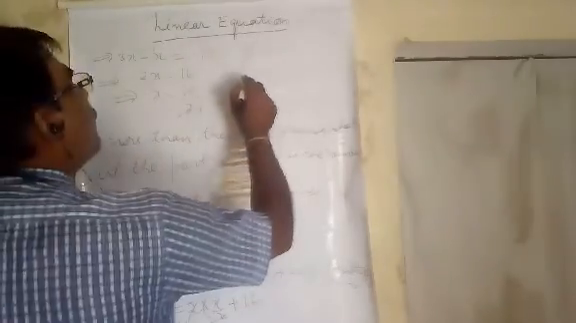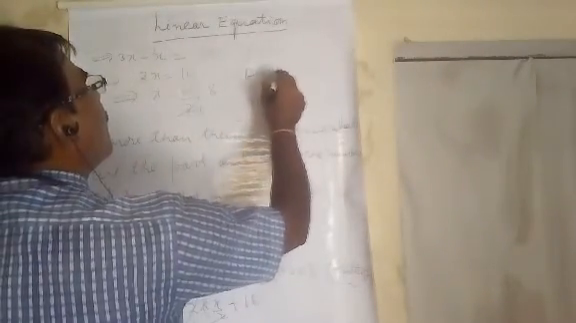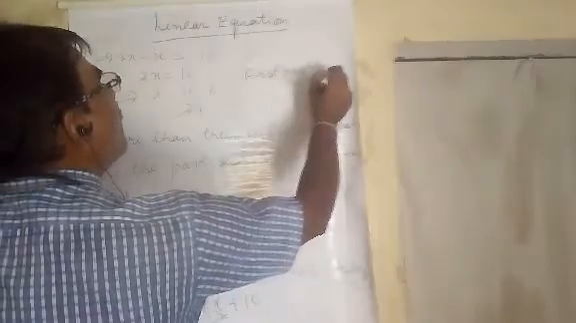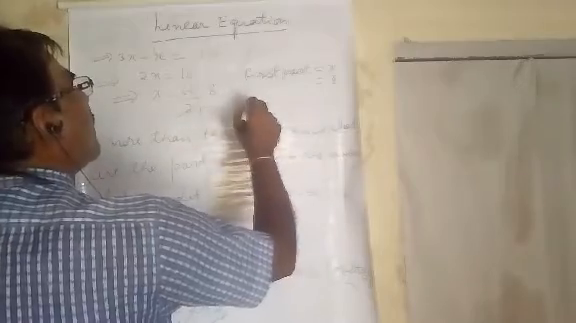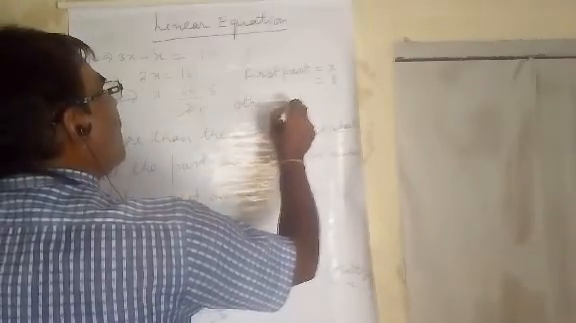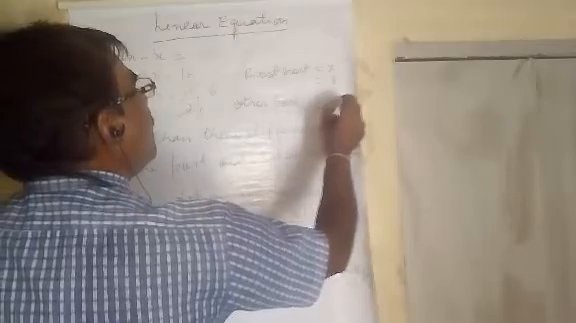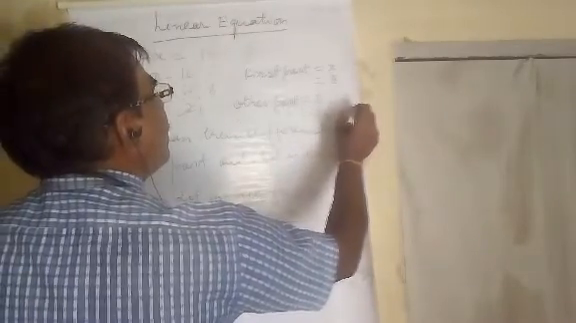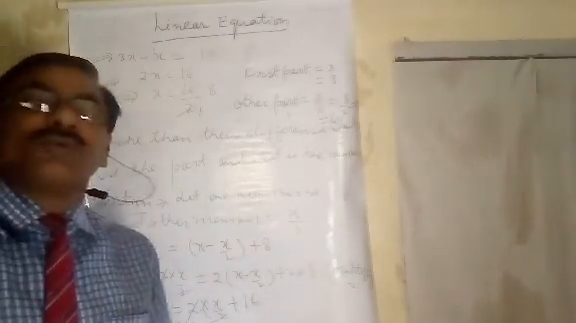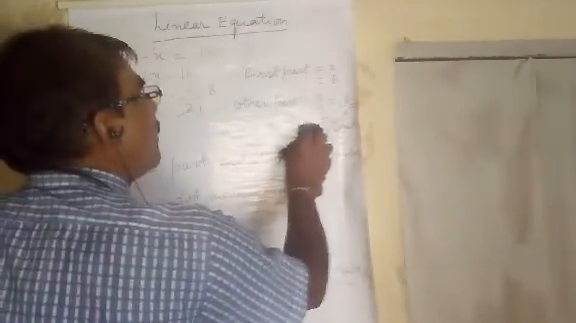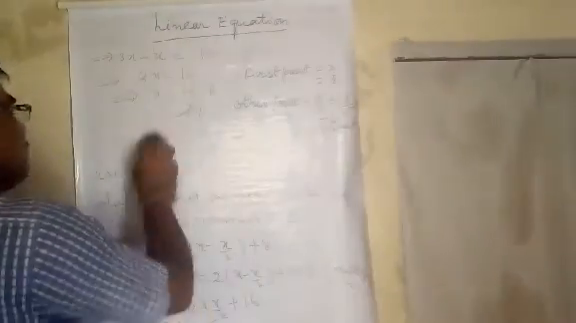Therefore the first part equals x equals 8, and the other part equals x by 2 equals 8 by 2 equals 4. The other part is 4.